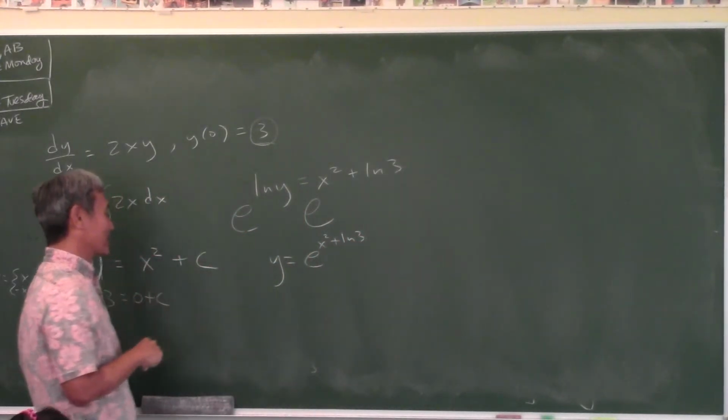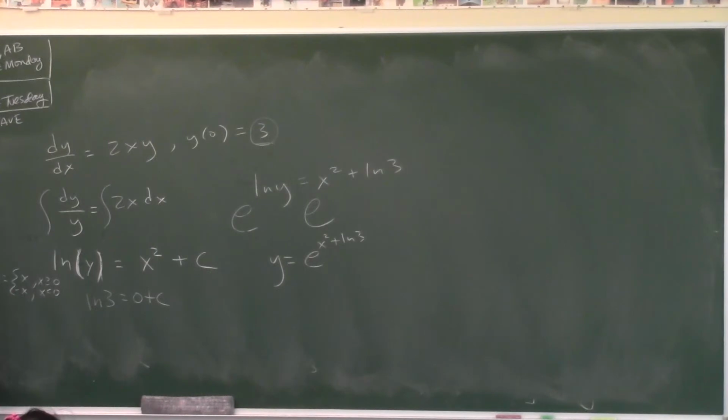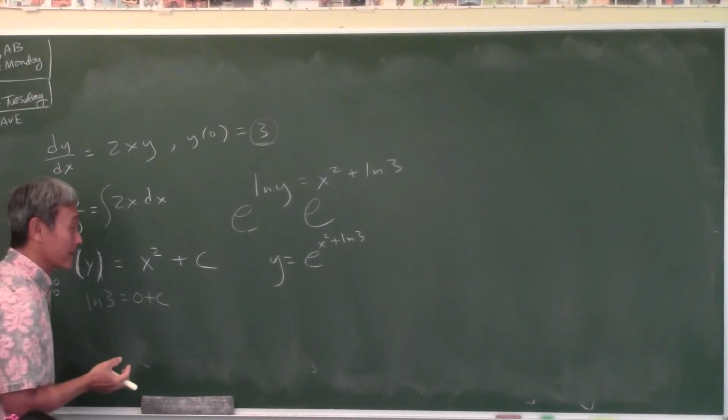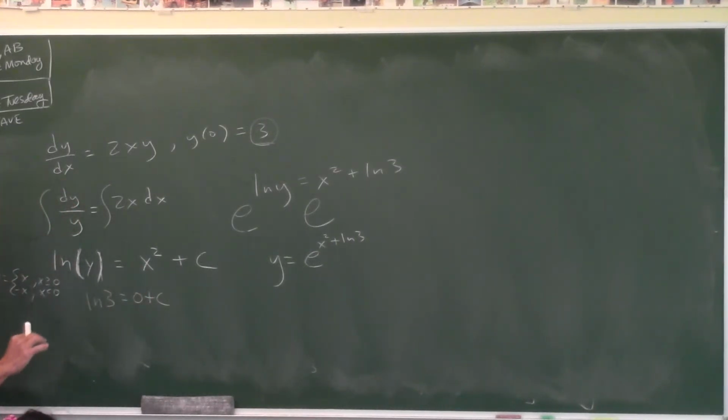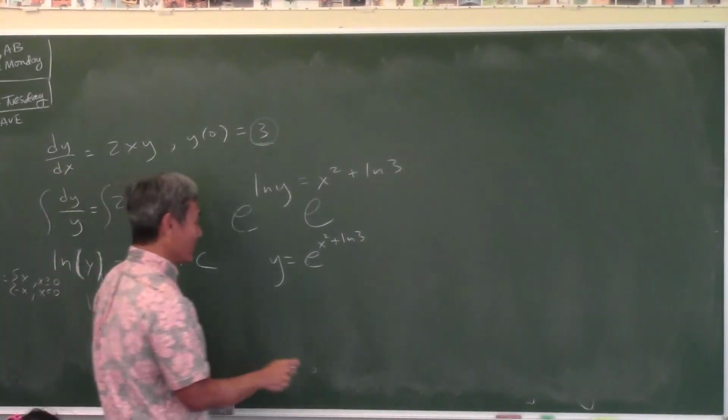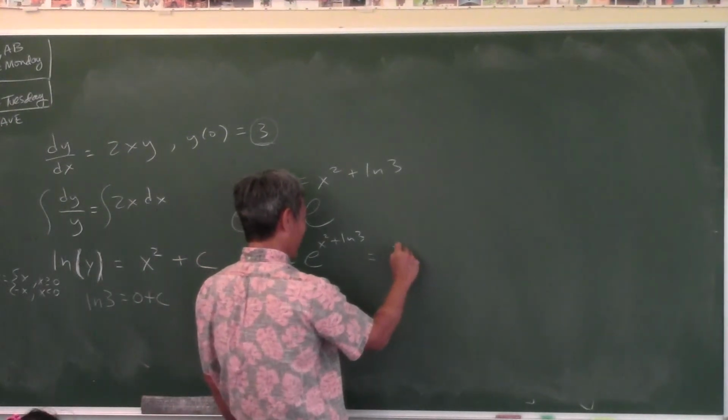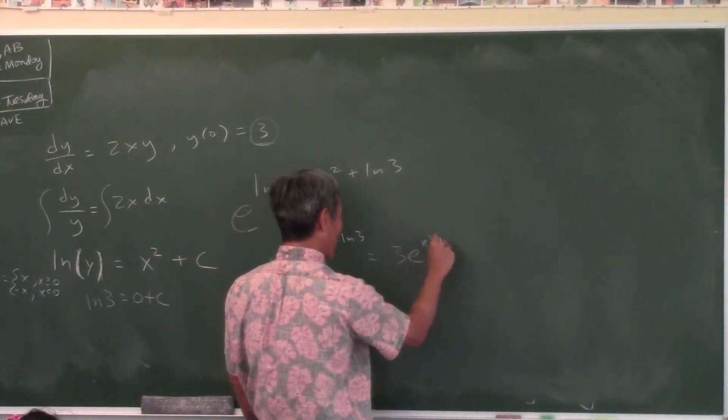Now, what if you left your answer like that? Wrong? No, it's not wrong, it's correct. However, they are going to take off a point because you didn't simplify your answer. That is the correct answer, it's just not simplified. So what you have to do is simplify it to this: 3e to the x squared.